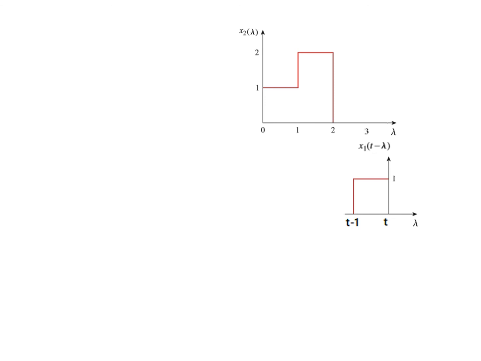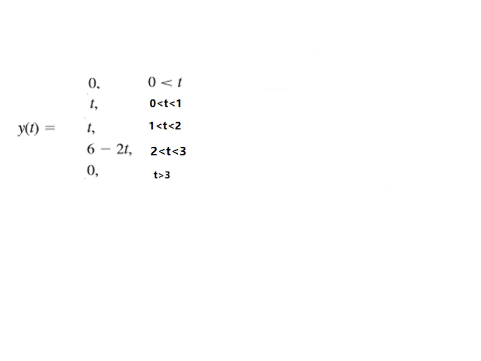And now finally we have pushed it beyond 3. There is no overlap between the two signals, so the output will be 0. So for the range greater than 3, no overlap, so output is 0. So let's summarize now. This is the result that we got for all the different ranges of t. And now we could plot this.